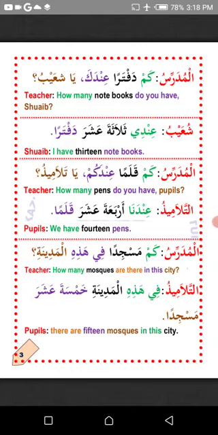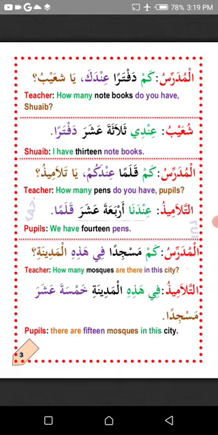المدرس, teacher: كم دفتر عندك يا شعيب؟ However, in the case of numbers from 13 to 19, if what is being counted is mudhakkar, the first part of the number will be muannas and the second part will be muzakkar.